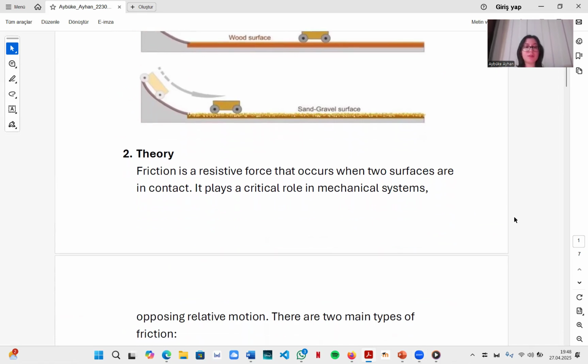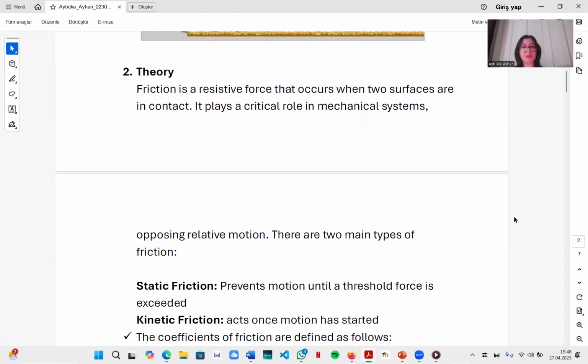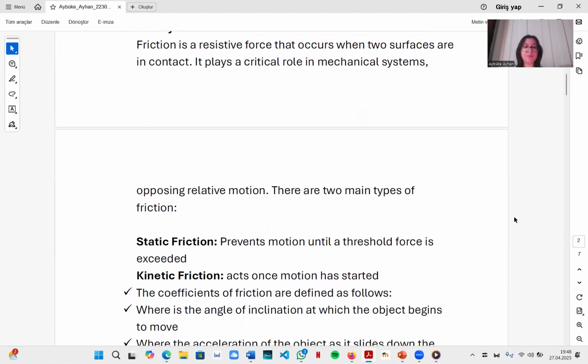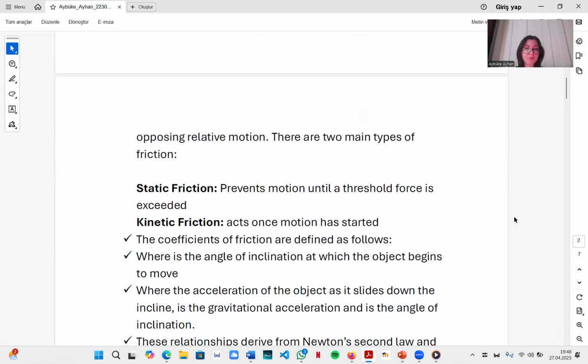Static friction coefficients can be calculated using the formula, where θ is the critical angle at which the object just begins to slide. Similarly, the kinetic friction coefficient can be found using Newton's second law and the formula, where g is the gravitational acceleration, θ is the angle of inclination, and a is the measured acceleration down the plane.